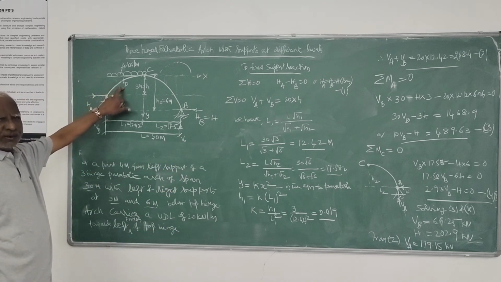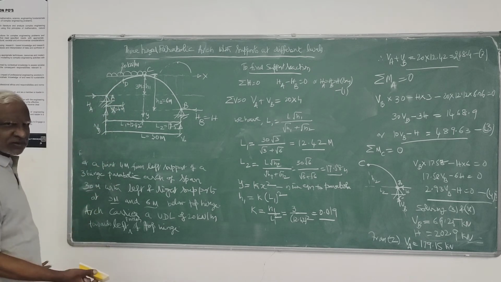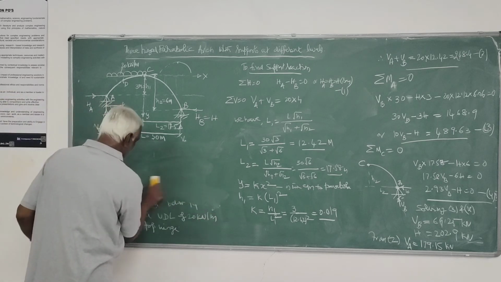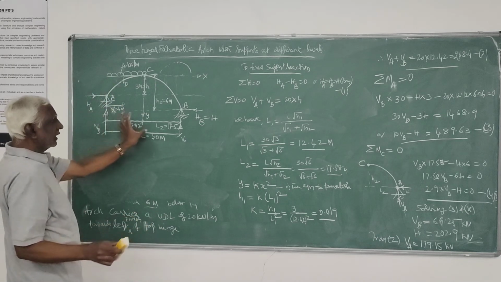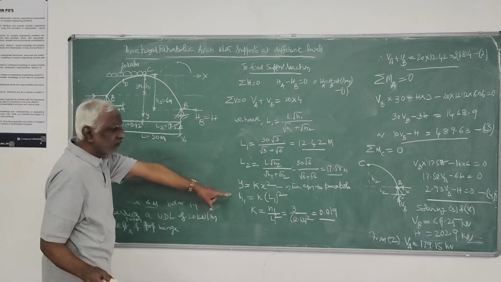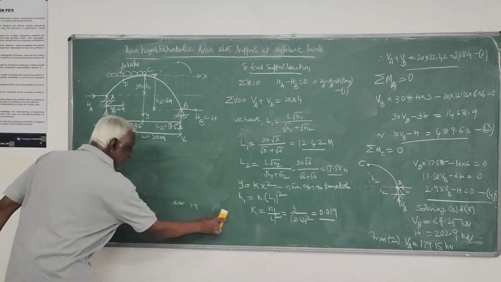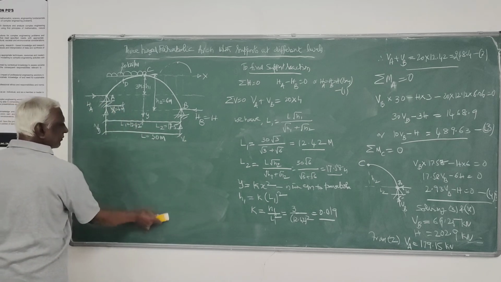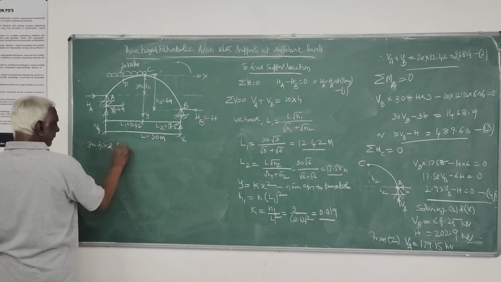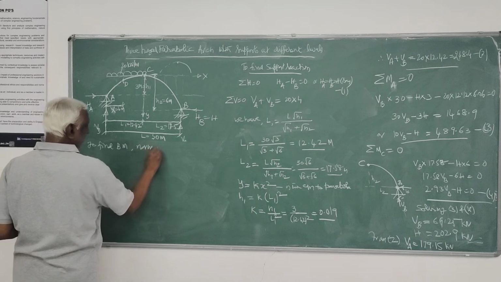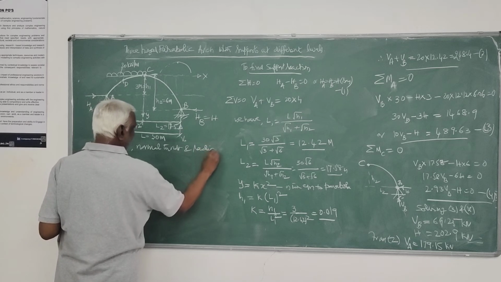Then, at any point, you have to find the moment, normal thrust, and radial shear. That is the same process, absolutely nothing different. The only thing you have to remember is to treat them as two parabolas if L1 and L2 are not the same. From that standard equation, you have to use different k1, k2. But the procedure is the same, whatever you have done. Next, to find bending moment, normal thrust, and radial shear.